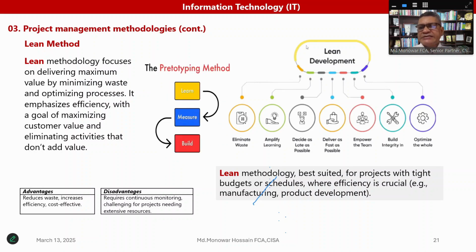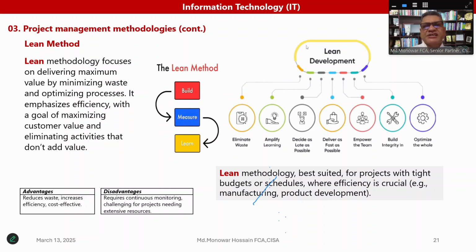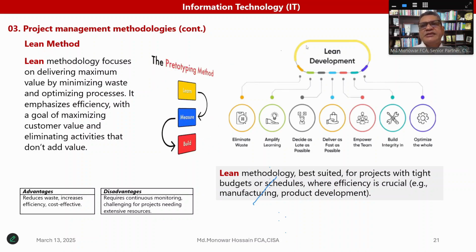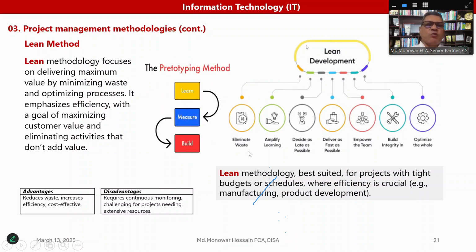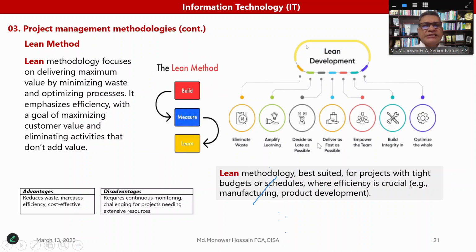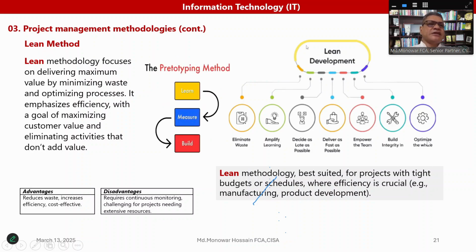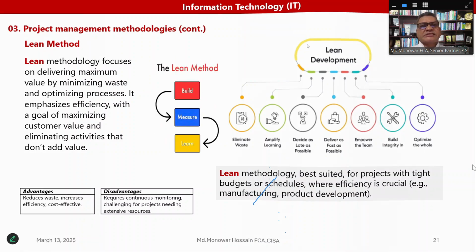The positive thing is that it reduces wastage, increases efficiency, and is cost effective. A negative thing is that it requires continuous monitoring and is challenging for projects that need extensive resources. So lean methodology focuses on delivering maximum value with minimum wastage and optimized processes. Here, through lean development: eliminate the wastage, amplify the learnings, decide as late as possible, deliver as fast as possible, empower the team, build integrity in, and optimize the whole. So that is the lean development of a system.